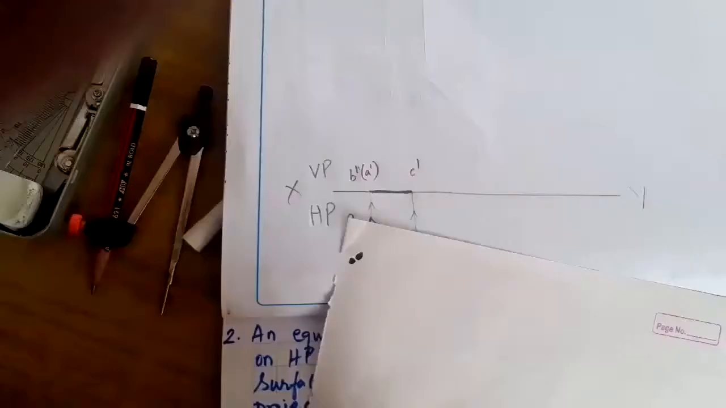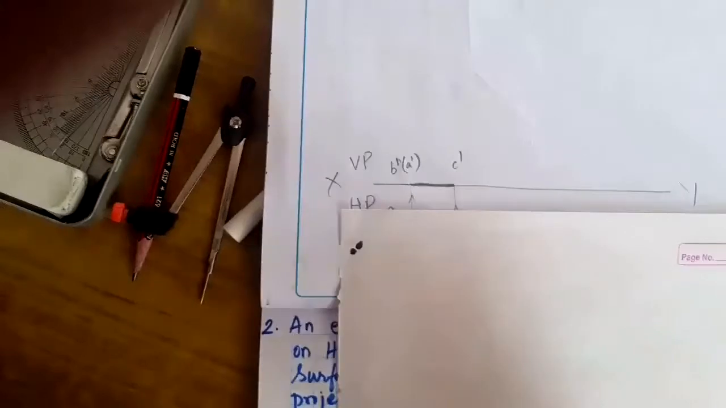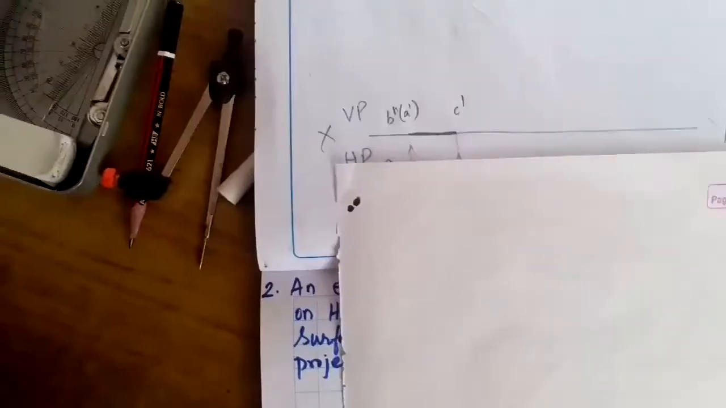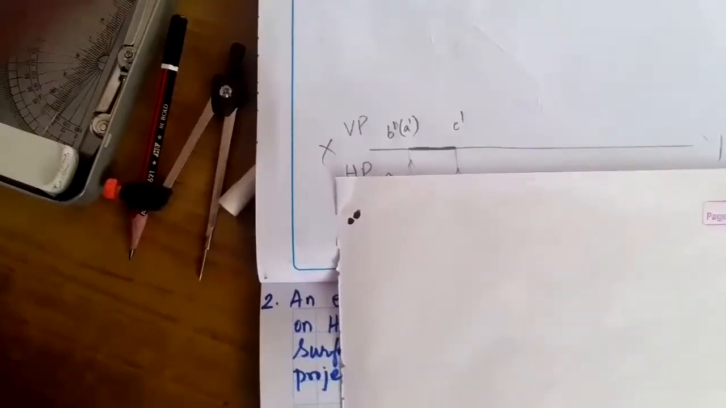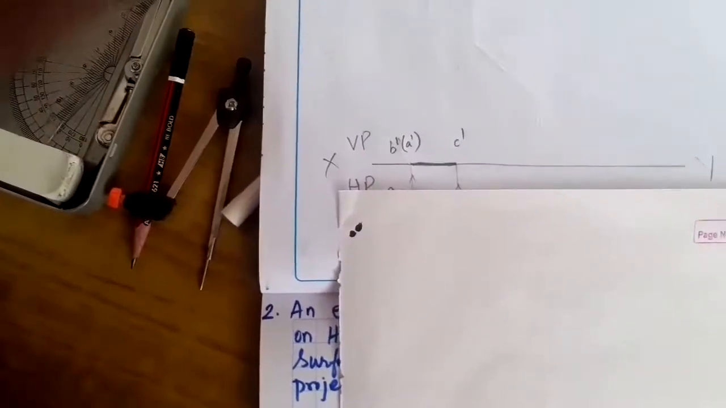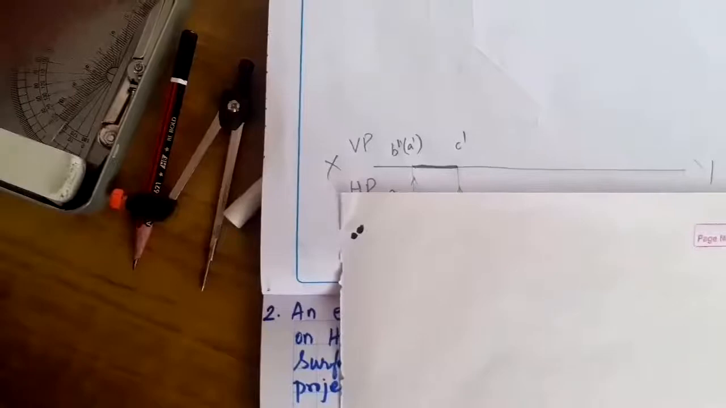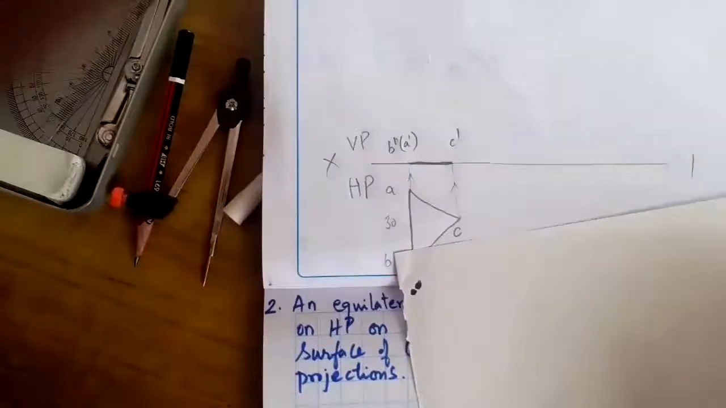Now looking at the front view, tell me what does this b dash a dash say? How can you understand it? You have to understand that b dash a dash is an edge. When two names are there, it is an edge. Are you able to get it? Yes, sir. And only one name, c dash, is there, that is a corner. Got it? So very, very important. Naming annotations is very, very important.